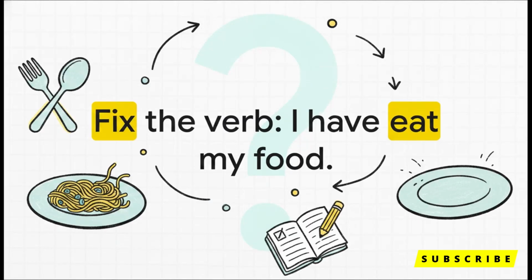Let's pause the explainer for a moment and see if you can correct the verb structure in this present perfect sentence about eating. I have eat my food. What's wrong there? Remember, we need the past participle, so it really should be, I have eaten my food, which means, of course, the plate is empty right now.